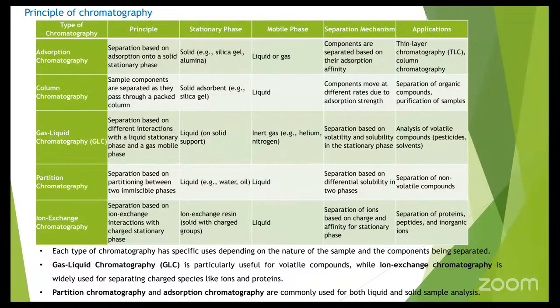Coming to the principles of chromatography, the types of chromatography are adsorption chromatography, column, gas liquid, partition, and ion exchange. In adsorption, you separate based on the attachment of the pesticide onto the solid surface, that is, the stationary phase. In column, sample components are separated as they pass through a packed column. It is like a silica gel or a C8 or C18 column. So there are different columns used for different kinds of pesticides to be eluted.